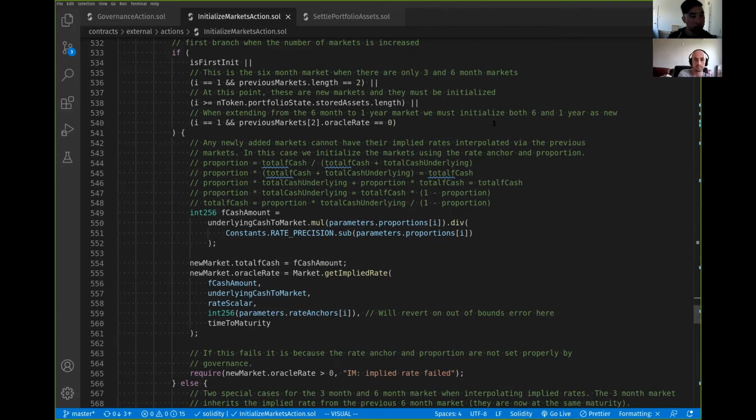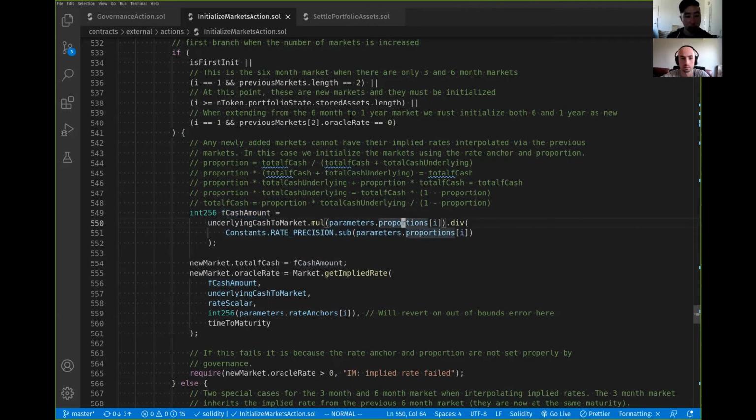Okay. Yeah. Thanks, Teddy. And so what I'll do now is walk through the different cases that might occur when we do these calculations. So there's two branches to this if statement. So we'll look at the first one and then we'll look at the second one. In the first case, what we're doing here is simply using this proportion to set the fCash amount. And this proportion is set by governance.